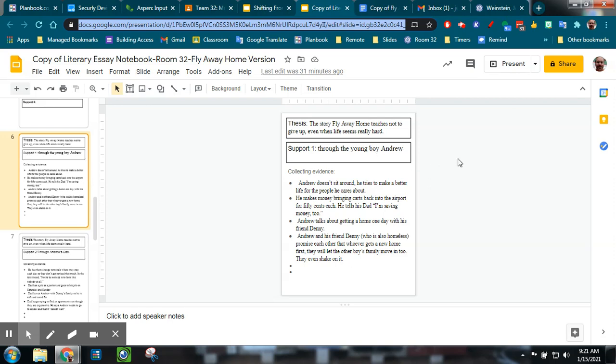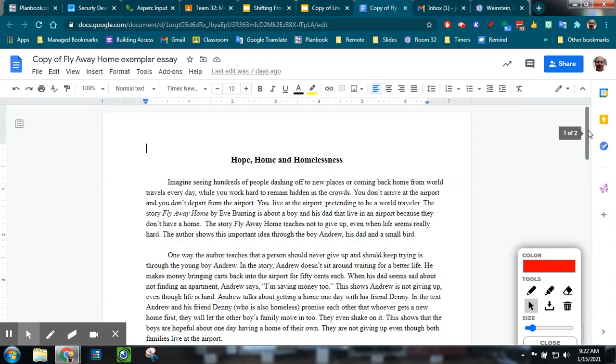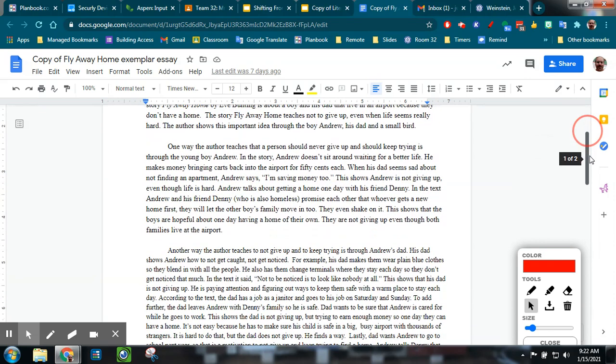So this whole page becomes a paragraph. And this support here is going to become part of my topic sentence. Let me show you what the end product for this paragraph would look like. Here's the essay, and I'm going to scroll down to the paragraph. Let me move this out of the way. Here we go. We're not looking at the introduction. So this is the paragraph that we're talking about.